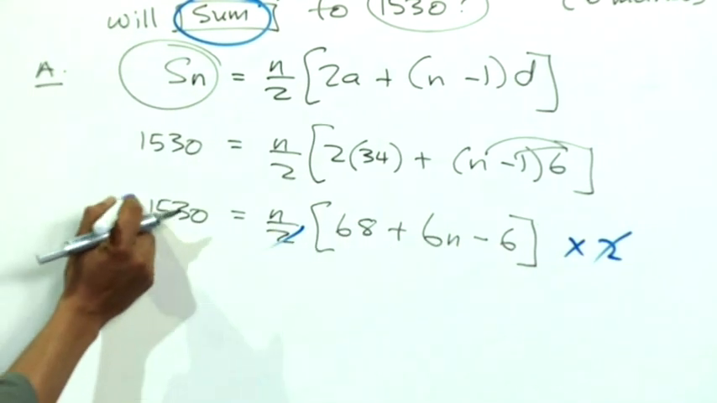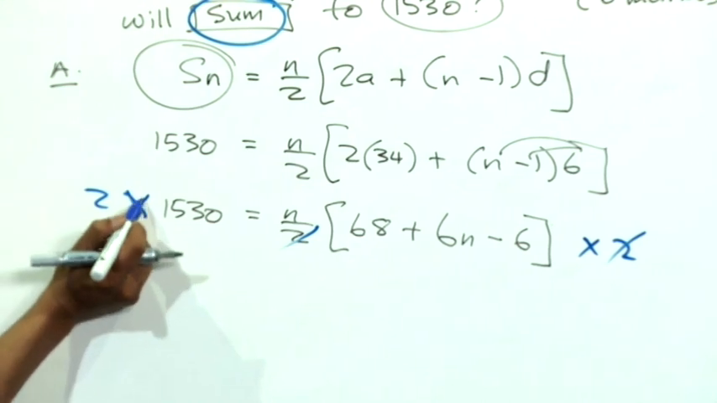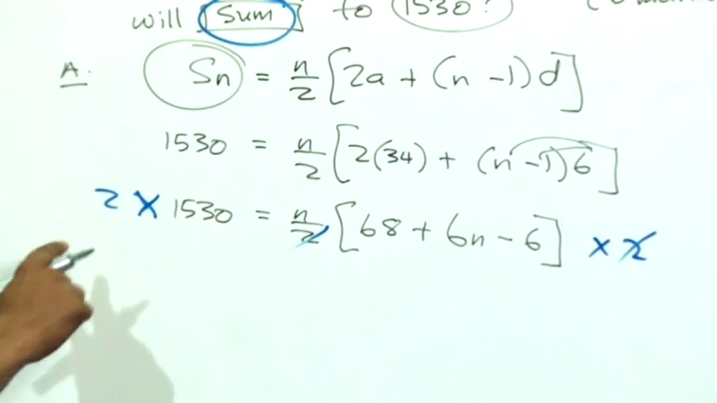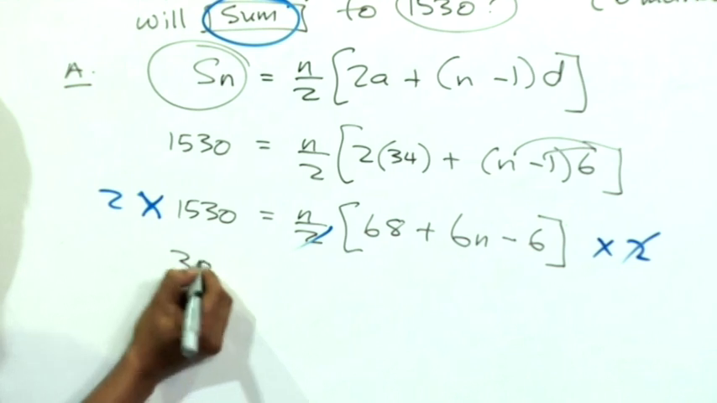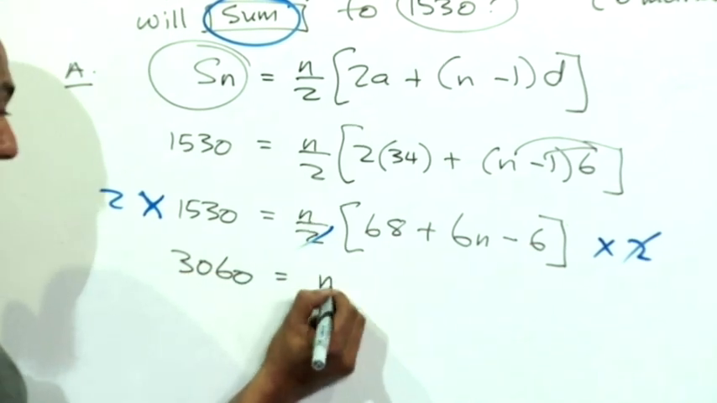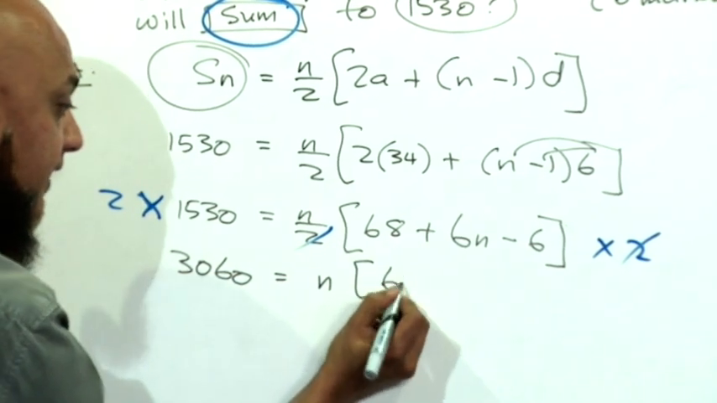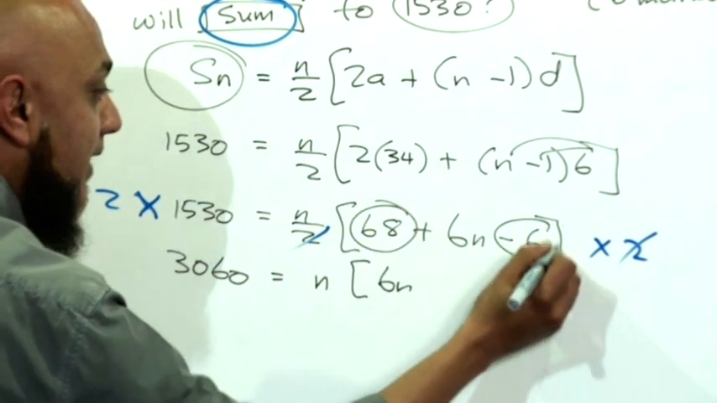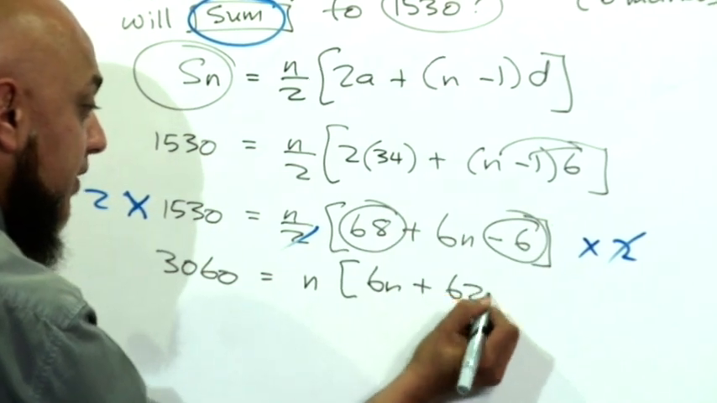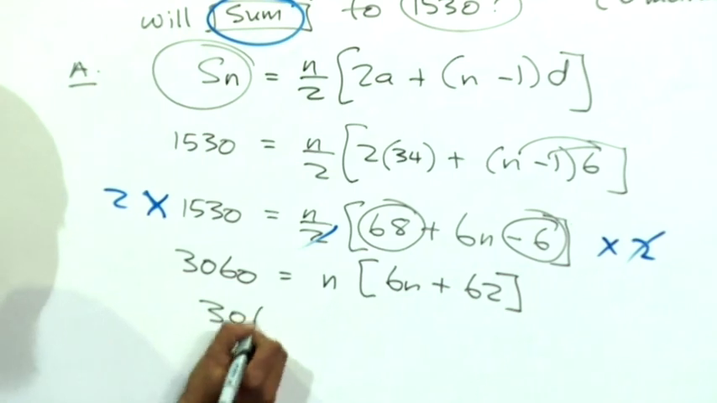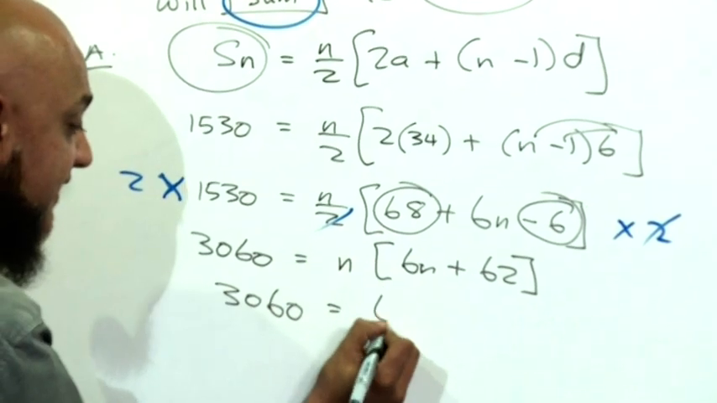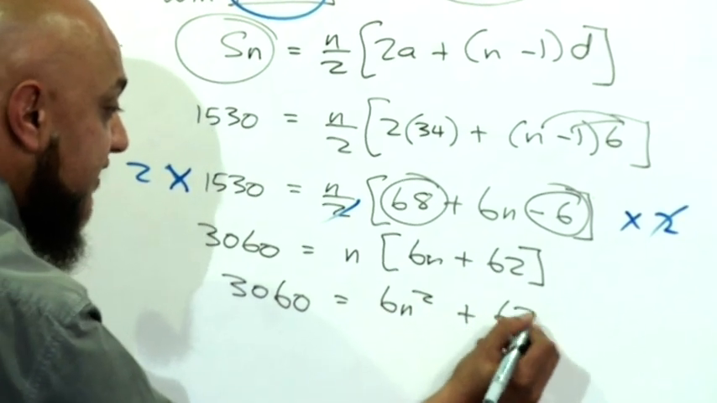What I do on the right, I do on the left. So I multiply the left-hand side also by 2. So 2 times 1530 is 3060, which is equal to n times (6n plus 68 minus 6, which is plus 62). So we got 3060 is equal to n times (6n plus 62), which is 6n squared plus 62n.